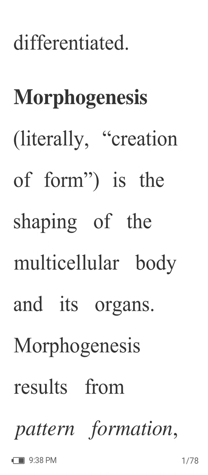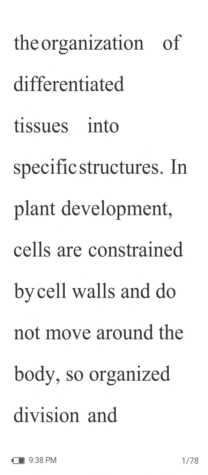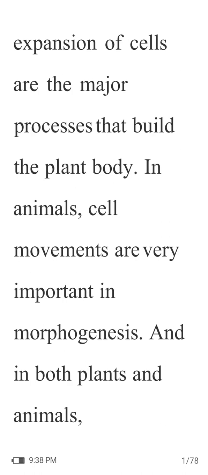So, morphogenesis, literally creation of form, is the shaping of the multicellular body and its organs. Morphogenesis results from pattern formation, the organization of differentiated tissues into specific structures. In plant development, cells are constrained by cell walls and do not move around the body. So, organized division and expansion of cells are the major processes that build the plant body.